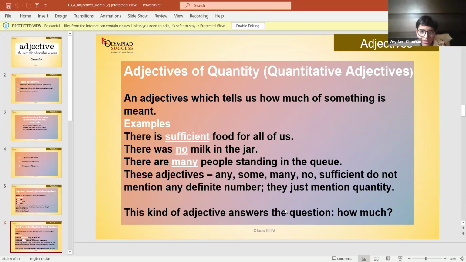the answer will not be in a definite number. They will just mention the quantity. So that is called adjective of quantity. Clear? Yes. Any doubts? No. Okay, so we've done two types of adjectives now, qualitative and quantitative. Great, Vedant.